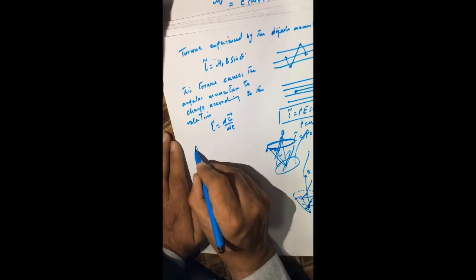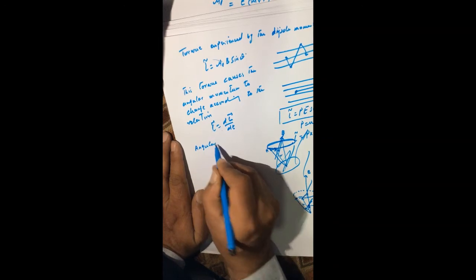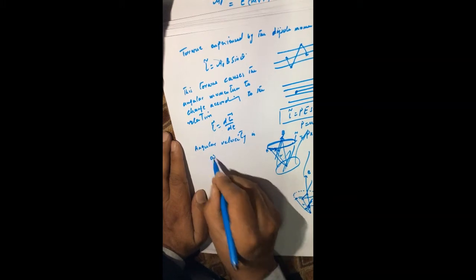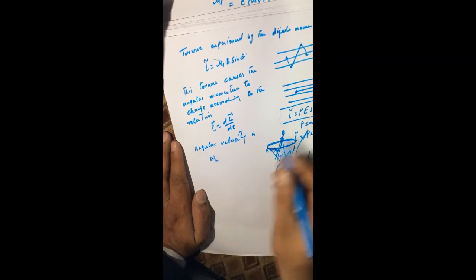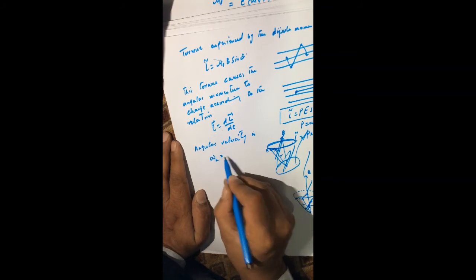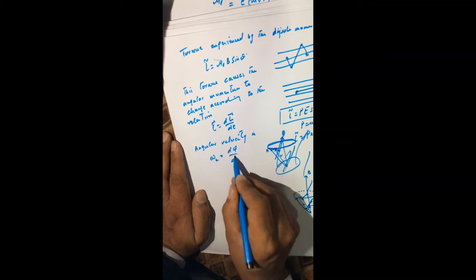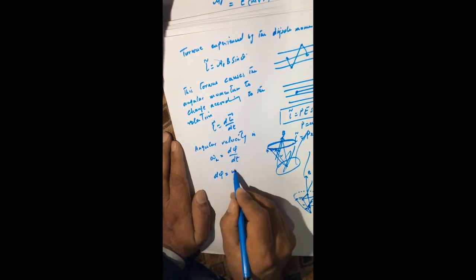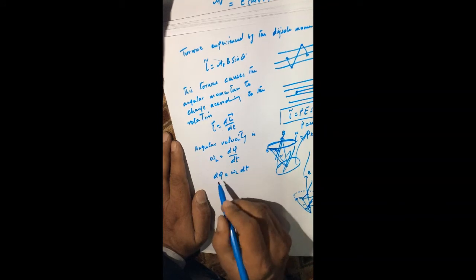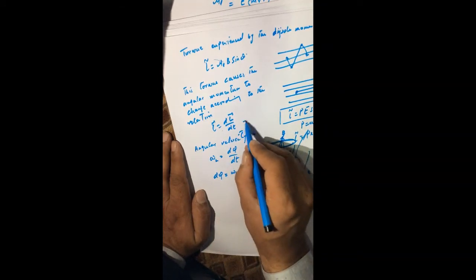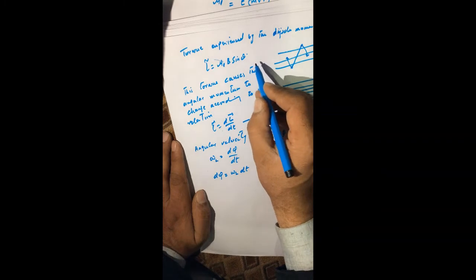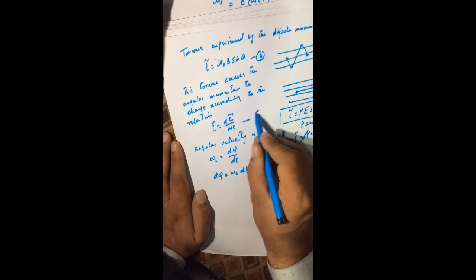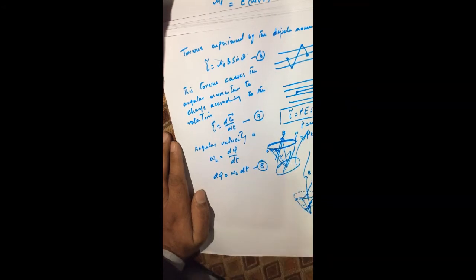Angular velocity is defined as, we call it omega L due to orbital motion of electron, which is equal to rate of change of angular displacement. Or we can say that d phi is equal to omega L dt. This is equation number 6. This will be the equation number 7, and this is equation number 8.